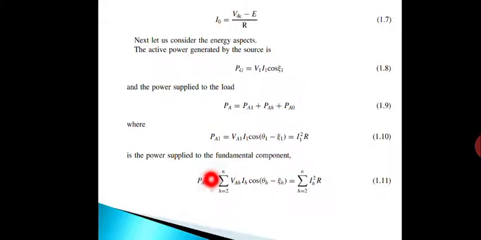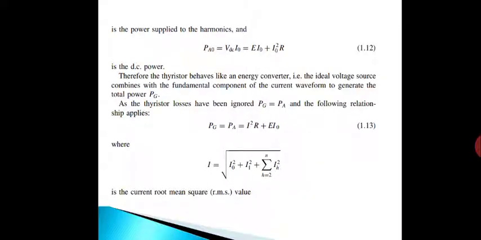So that is PA1. Similarly, we can represent the harmonic power as VAH into IH cos of theta h minus zeta h, that is equal to sigma h is equal to 2 to n IH square into R. IH square is the harmonic current, the losses caused due to the harmonic current. Similarly, in case of DC we are having VDC into I0, that is equal to E into I0 plus I0 square into R. This we call as the DC power.